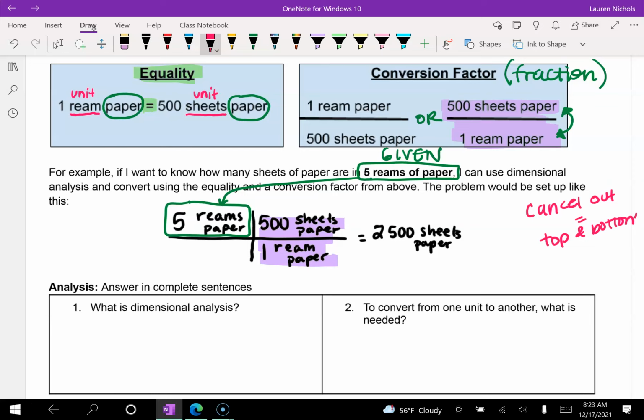So because reams of paper is here, I needed to choose a conversion factor that would have ream at the bottom of the fraction in order for these to cancel out. And so that meant I needed to use the conversion factor on the right. The conversion factor on the left would have had ream at the top, and those units would not have canceled out, so that when I say 5 times 500 divided by 1, I get 2,500 sheets of paper. So I wanted the word reams to go away, and I wanted the word sheets at the end.